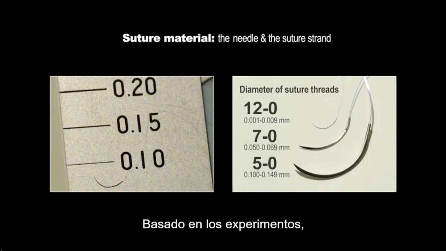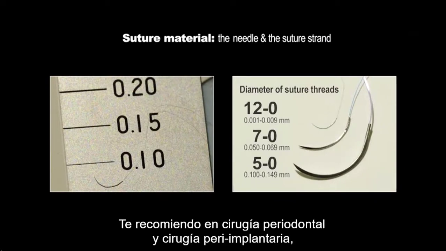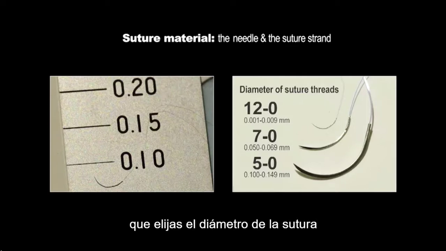Based on these experiments, I recommend in periodontal and peri-implant surgery to choose suture diameters in a range of 6-0, 7-0 and maybe 8-0.